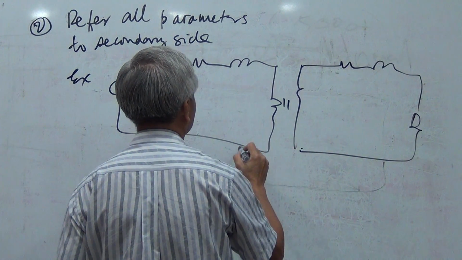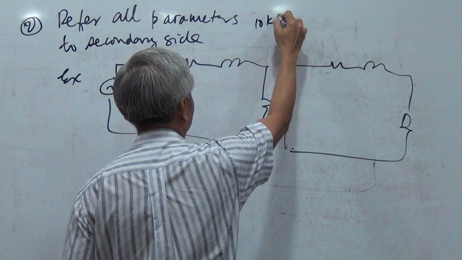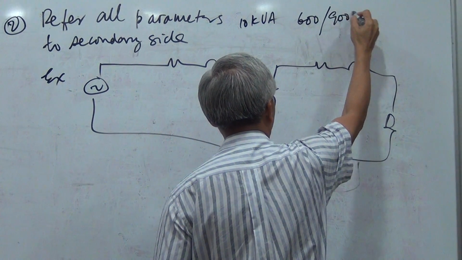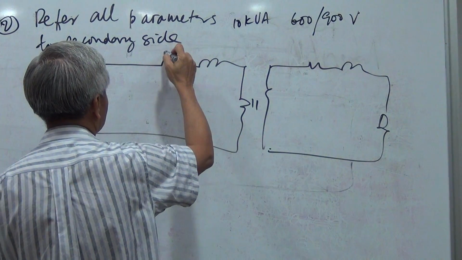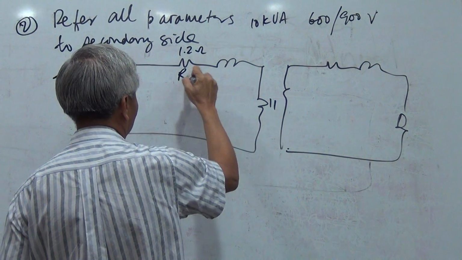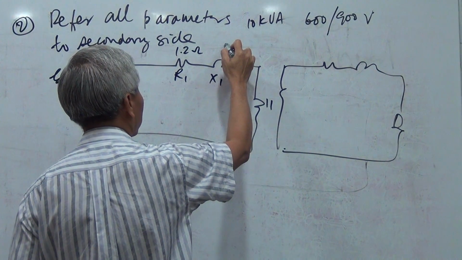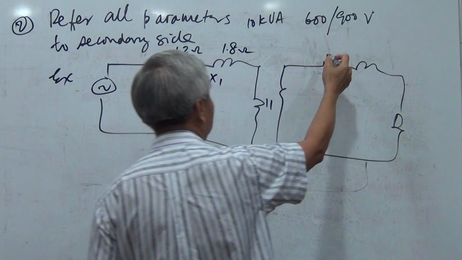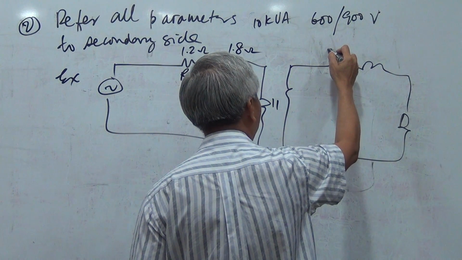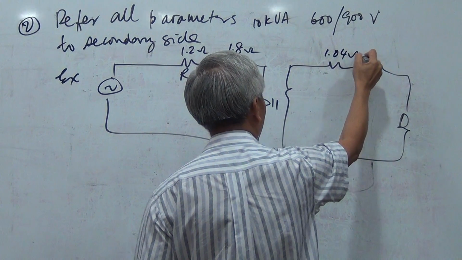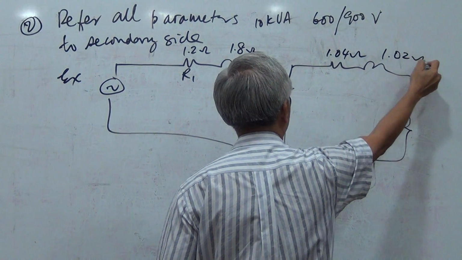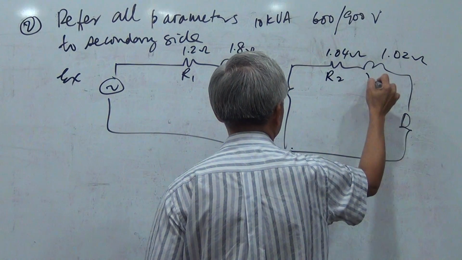Okay, and this is the 10 kVA transformer, 600 to 900 volt transformer. Here R1 is equal to 1.2 ohm, and X1 is equal to 1.8 ohm, right? And here R2 is equal to 1.04 ohm, and X2 here is 1.02 ohms. Okay, and that is R2 and that's X2.